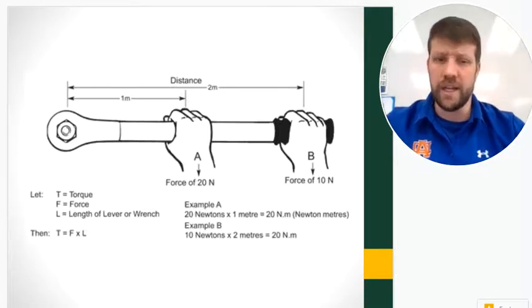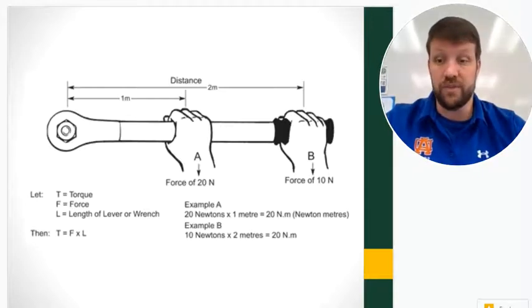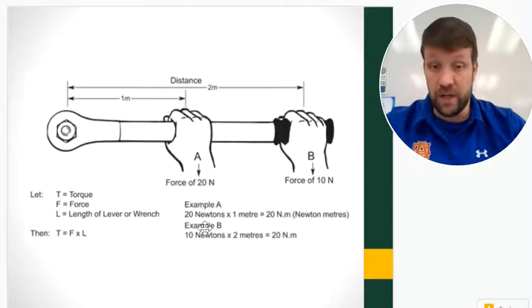Now, one thing that's very odd here is this person apparently has 2 right hands. But I don't know what to say there. I didn't make this image, so it is what it is. All right, but we've got 20 newtons times 1 meter, 20 newton meters of torque here. 10 newtons times 2 meters, 20 newton meters of torque there.